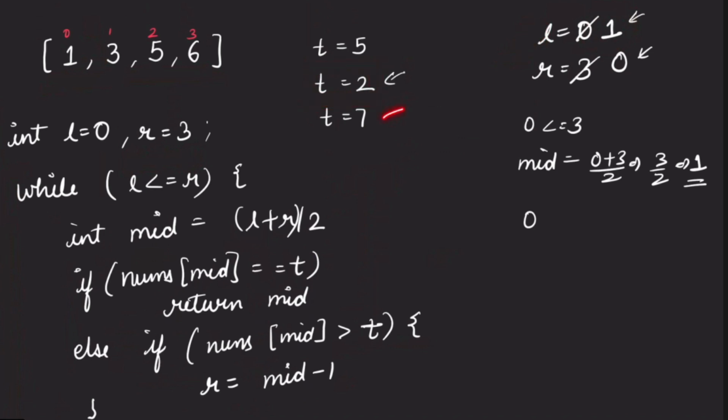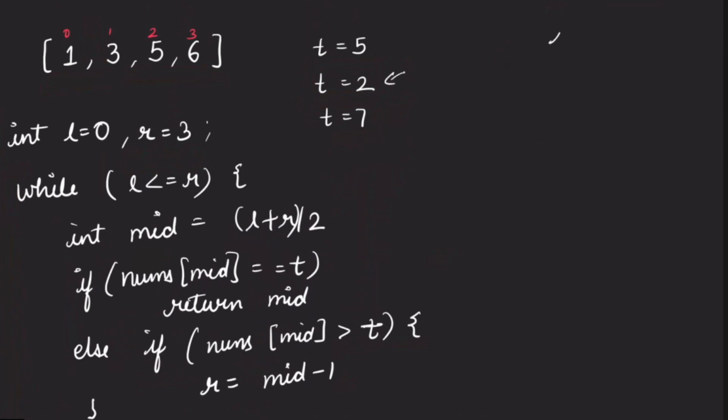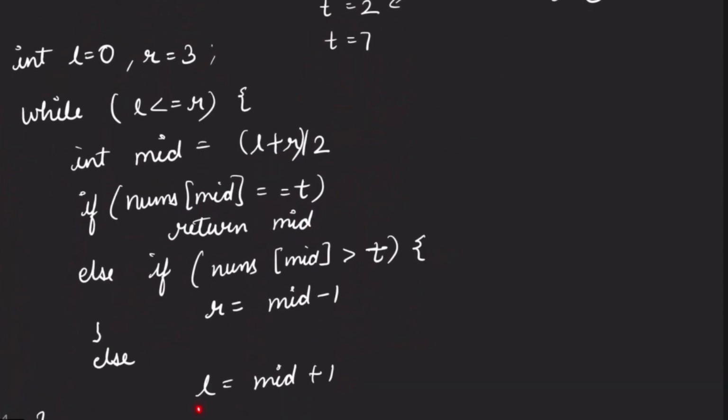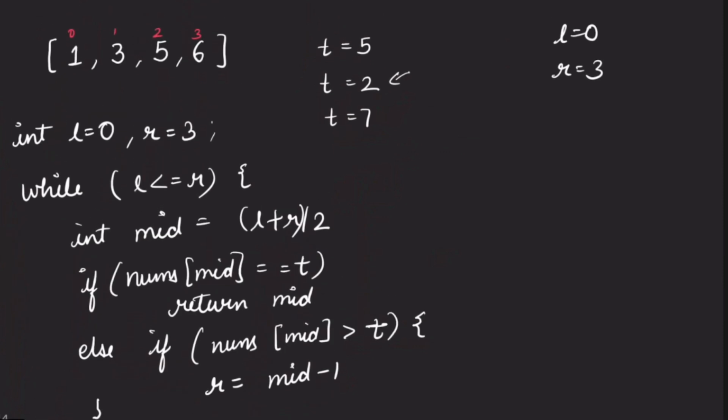Let's verify it with another example, which is 7, right? So in this, initially the value of L will be 0 and R will be 3. Then is 0 less than or equal to 3? Yes, it is. What will be your mid? (0 + 3) / 2, which will be 1. So at index 1, we have the number 3. Now, is 3 equal to 7? No. Is 3 greater than 7? No. So we will increase the left. So now left will become mid + 1, which is 2. Right now, is 2 less than or equal to R?